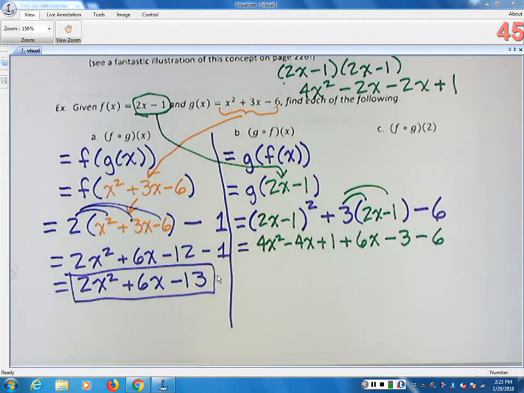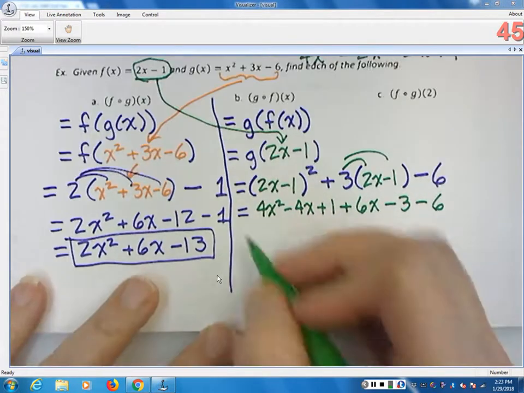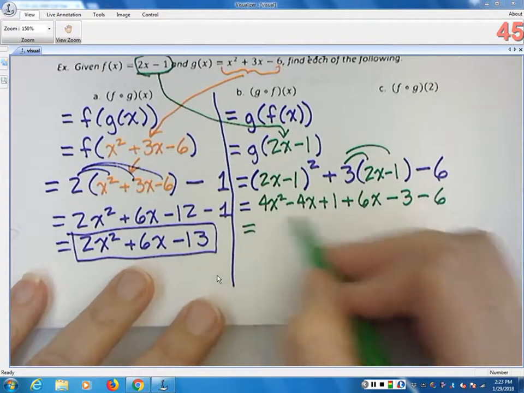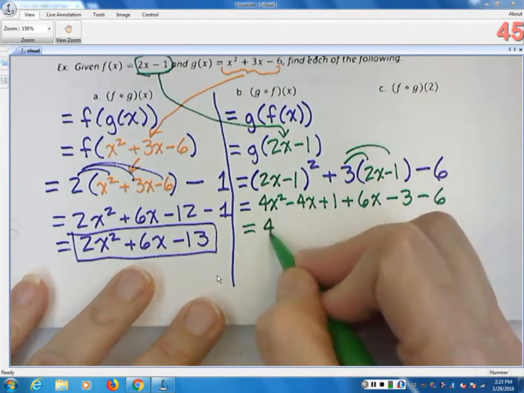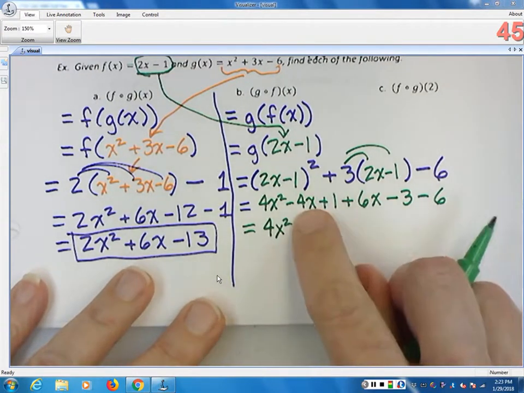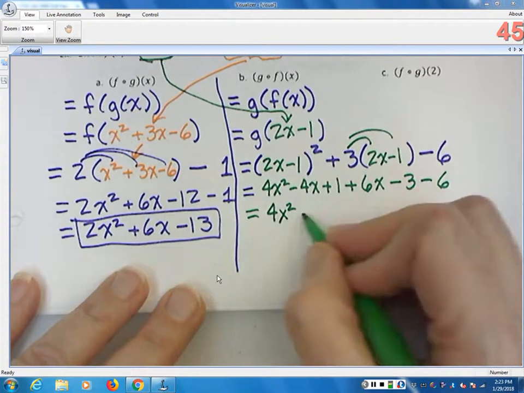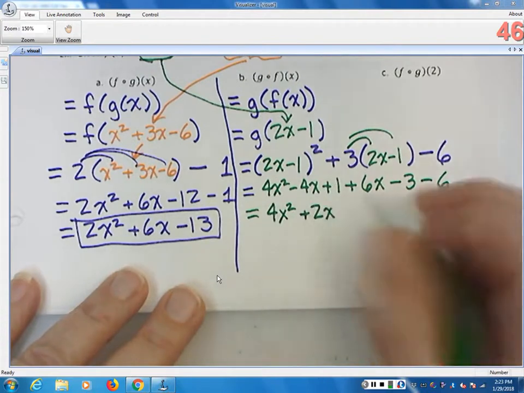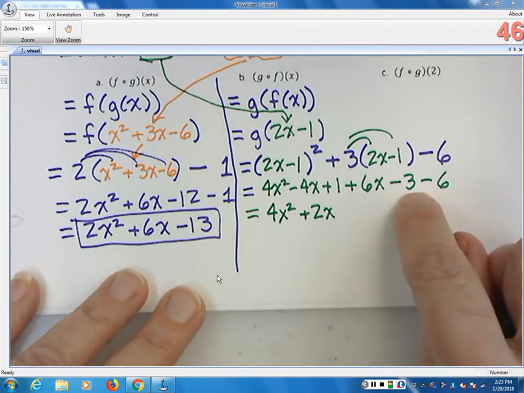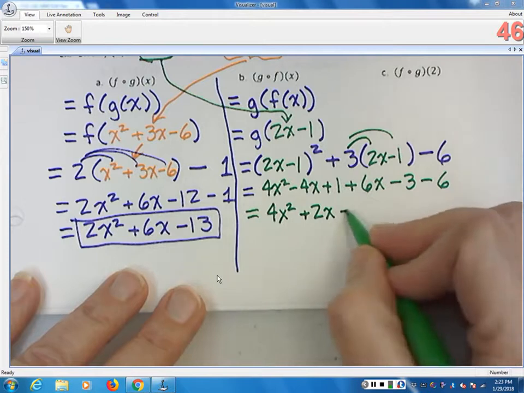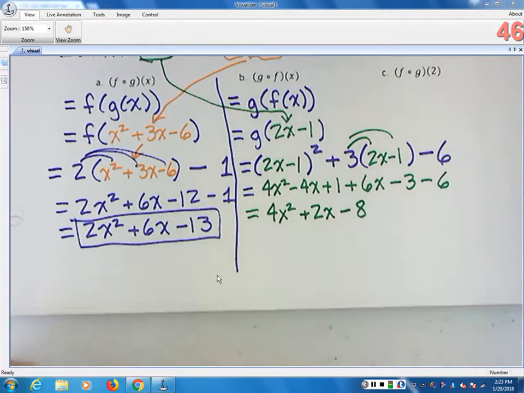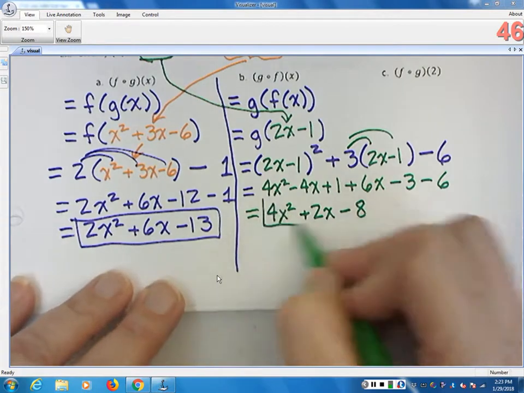And I guess I'm going to write the answer for you. Let's see. So 4x squared has no other like terms. Then a minus 4x plus a 6x is a plus 2x. And a 1 minus 3 is minus 2, minus 6 is minus 8. And you can use your calculator to help you if you need to on those. That's your answer, and it's not the same.